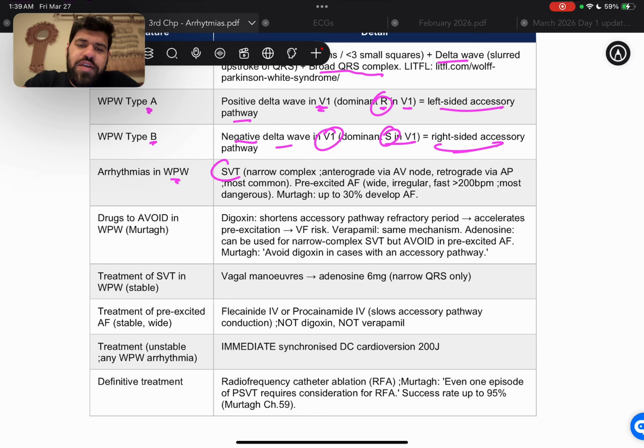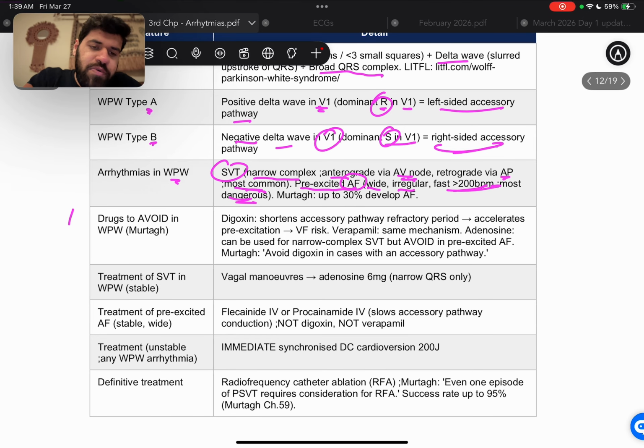So arrhythmias in WPW: SVT with narrow complex, anterograde through the AV node, retrograde through the AP, and this is the most common. Then pre-excited AF, wide, irregular, fast. And this is the most dangerous condition that the patient can be in.